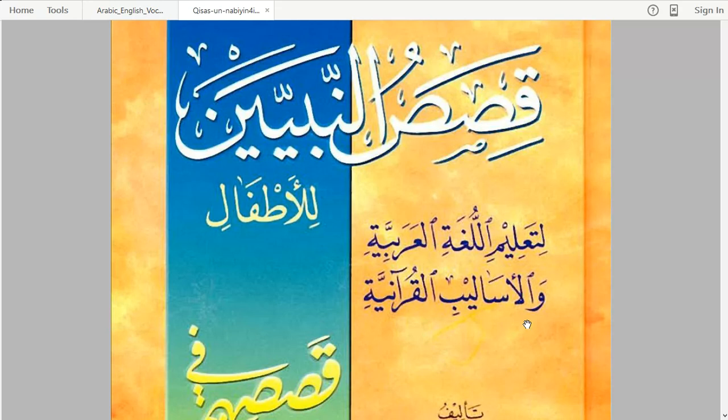One of the great things about this book is that the words are repeated often, right? The author helps you build the vocabulary, and then in the next couple of lessons he'll use those same words over and over again. Now it says lil atfal, it was actually written for his nephew, so you can see that it's for younger kids. However, for us, when we're learning Arabic, really we're all young kids, right? So this is one of the great benefits of the book.